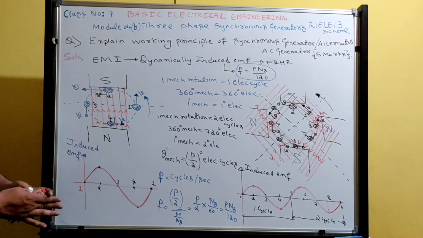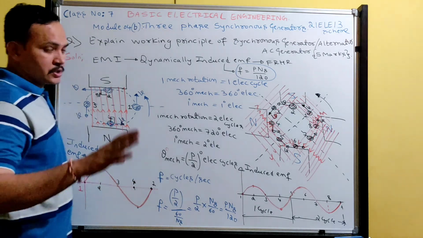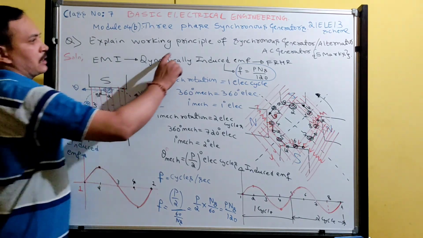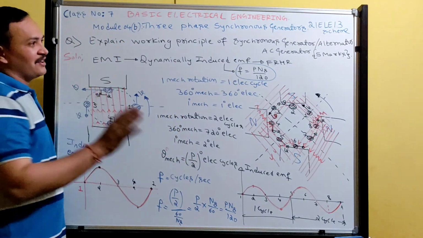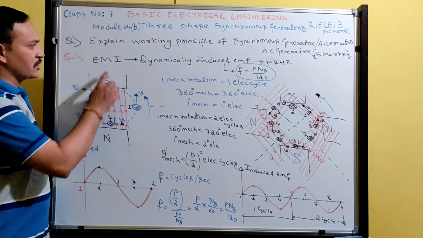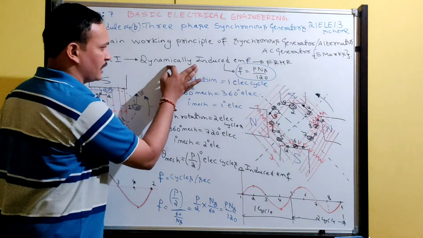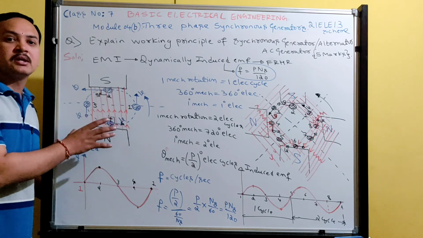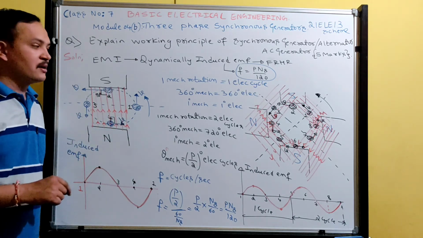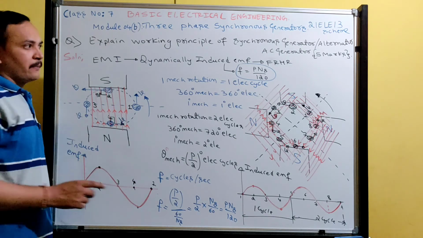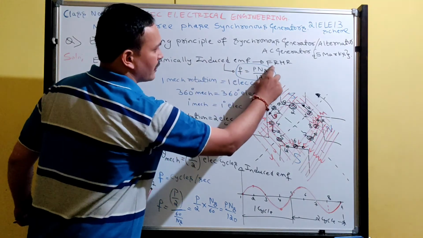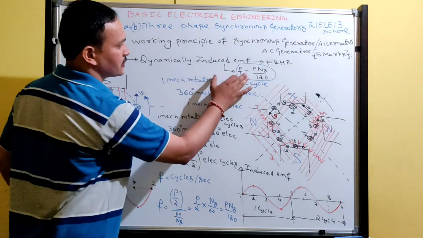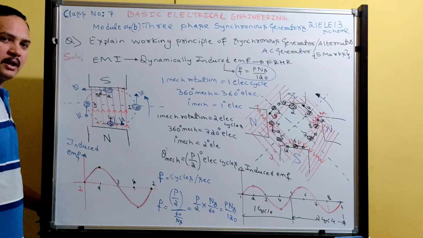Understood, guys? I hope everyone understood. What you must write is all in one, so I will give a summary once again. A synchronous generator works on the principle of electromagnetic induction, that is, dynamically induced EMF. Whenever a conductor cuts the flux, EMF is induced in it due to relative motion between conductor and flux. The direction of that induced EMF is given by Fleming's right hand rule. The frequency of the induced quantity is given by F is equal to P_ns by 120.